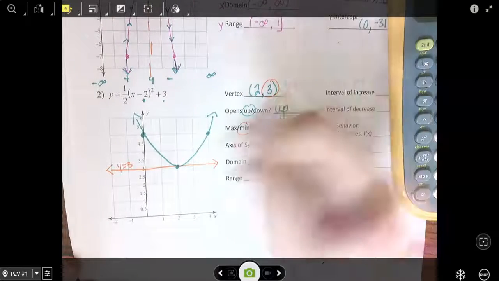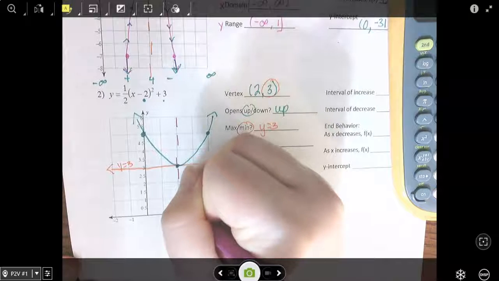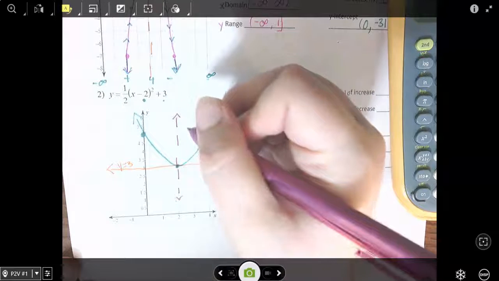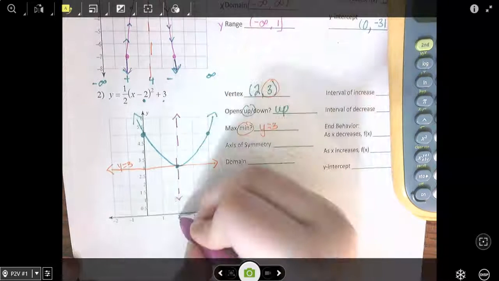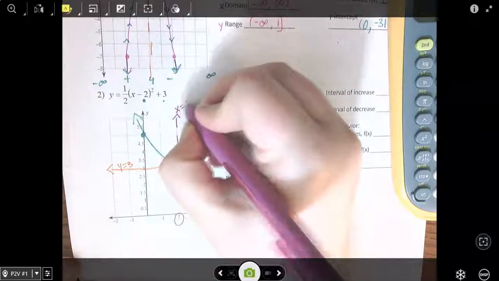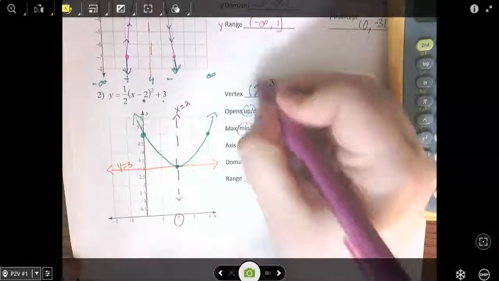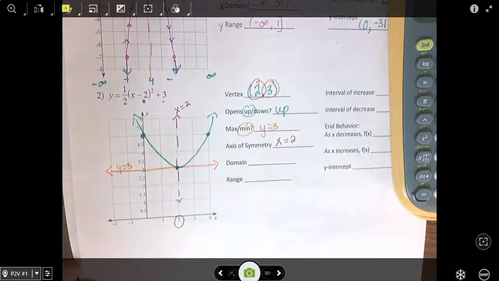Okay, so your axis of symmetry: if you were to cut the graph in half, so it's symmetrical on both sides, that's going to be where x is 2. So this line is x equals 2. That is your axis of symmetry. Again, it's the x-coordinate of your vertex.